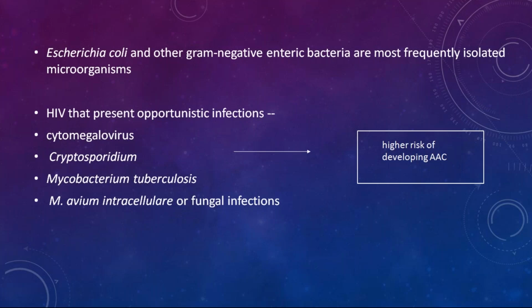So I have said already that HIV can cause acute acalculous cholecystitis, because HIV induces an immunocompromised state where opportunistic infections occur. The main ones are cytomegalovirus, cryptosporidium, Mycobacterium tuberculosis and Mycobacterium avium, etc. The main things are cytomegalovirus and cryptosporidium. So this leads to a higher risk of developing acute acalculous cholecystitis.